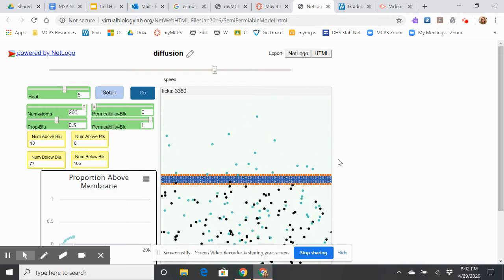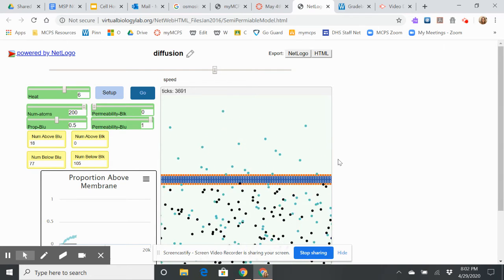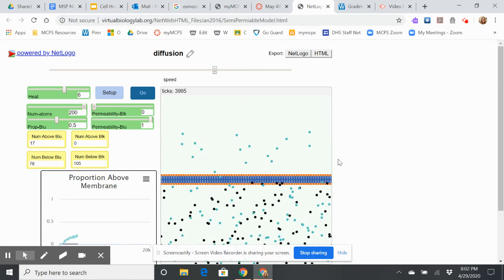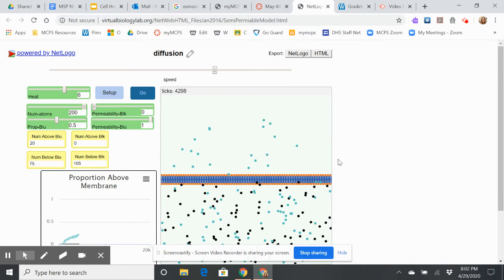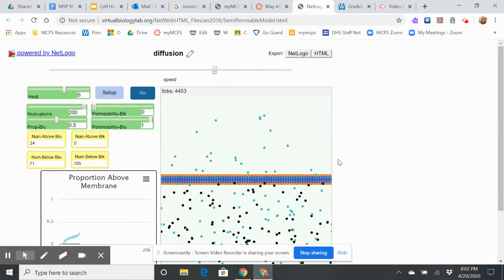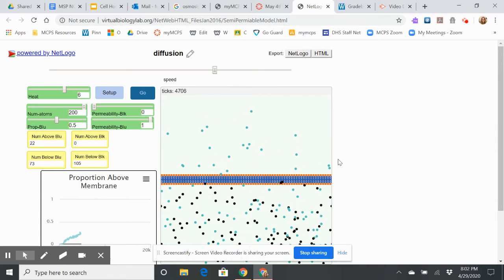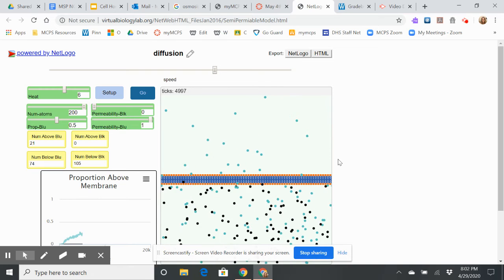Eventually, you're going to have an equal number of blue molecules above and below. The black molecules will all stay on one side. So this shows how cells can get molecules to move across the cell membrane into them, and it doesn't require any extra energy. The energy just comes from the motion of the atoms, of the molecules.